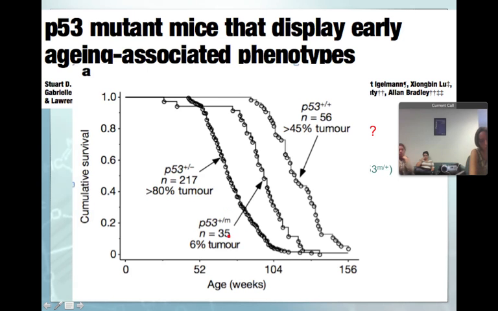So if you have p53 on all the time, you don't get cancer, right? Or it's obviously greatly reduced, okay, cancer. But they don't live longer. If you take animals that are heterozygous for p53, this would be sort of like Li-Fraumeni, you get greater than 80% of them get tumors and they die very quickly.